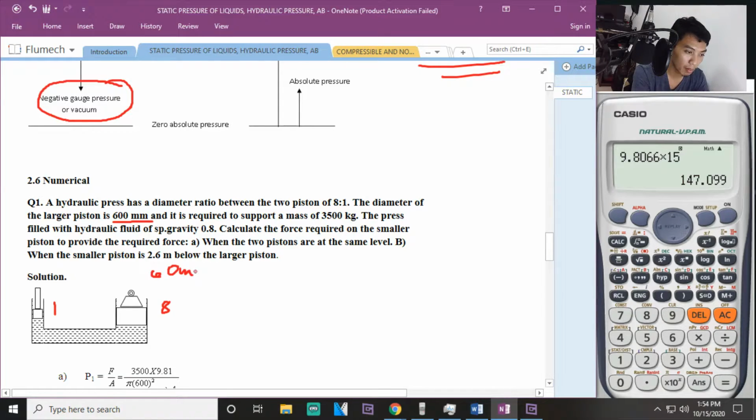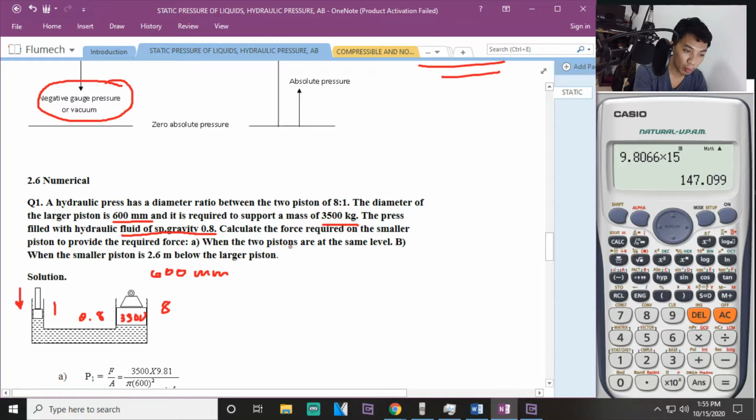600 mm. And then, required to support a mass of specific gravity of 0.8. Calculate the required force on the smaller piston. Ano daw i-exert mo ditong force para may angat mo tong 3,500. Yan.